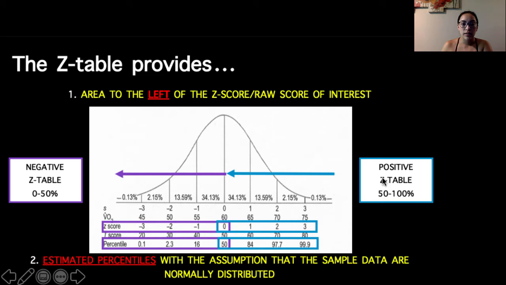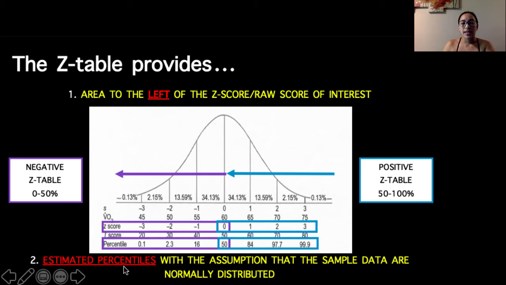The positive side is going to be the area to the left, again, so I have both of these arrows pointing the same direction so that we get it in our heads. We have the area to the left, right? But those are going to be positive Z-scores, or positive standard deviations from 0 to 3, and percentiles associated from 50 to 100%. Okay? I want you to note also we use Z-tables when we're estimating percentiles.